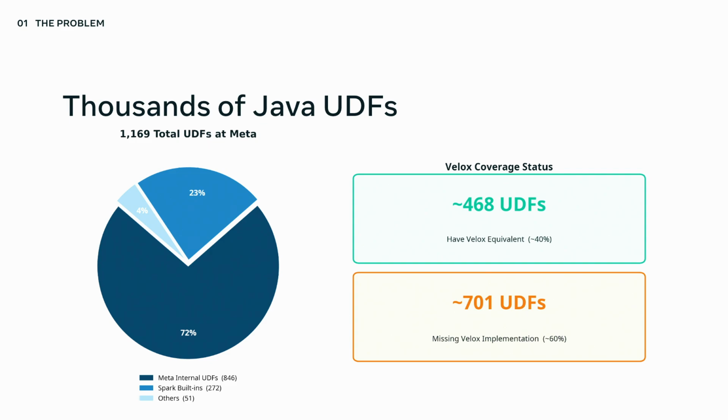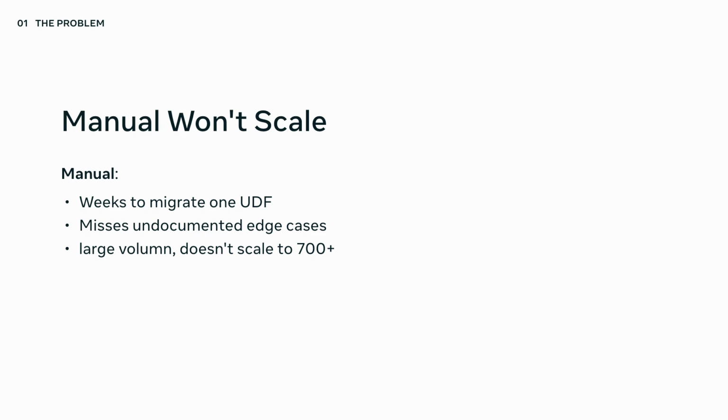We only have the Java code. So this is a huge number of unsupported Java UDFs. How can we tackle this problem? Initially, we just tried to manually rewrite these UDFs. We read the Java code and then manually rewrote it in C++. It takes weeks, even longer, to migrate even one UDF. Also, lots of times we missed edge cases because there are no documents and no unit tests for them. And since the volume is huge, 700 UDFs, it cannot scale.